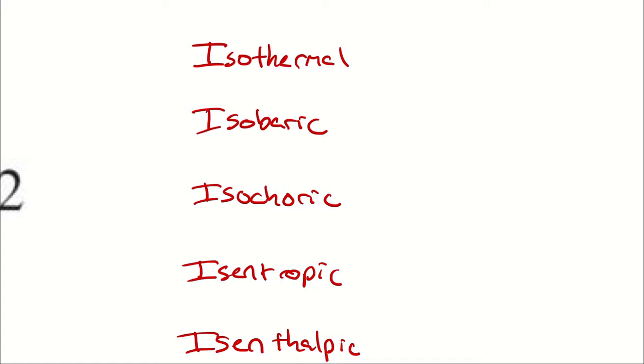An isentropic process is one that occurs with a constant entropy, and an isenthalpic process is one that occurs with a constant enthalpy. And we haven't talked about entropy nor enthalpy yet, so it's okay to be unfamiliar with those terms for now. But those processes are all describing a constant property, and they're described as iso or isa, and then the thing.